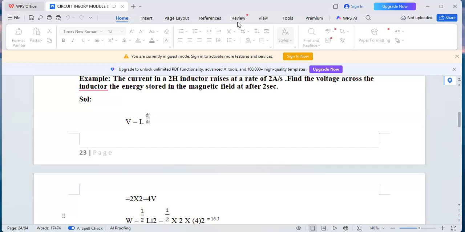In this case, we are given the inductor to be 2 Henry, and the change in current with regard to time is 2 amps per second. So di/dt becomes 2 amps per second. We have 2 times 2, which becomes 4 volts. They were asking for the voltage, so the voltage becomes 4 volts.